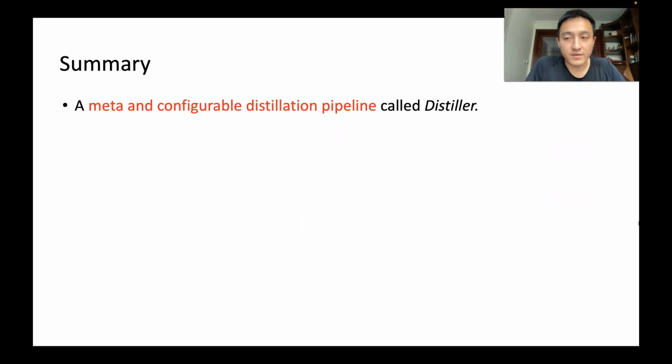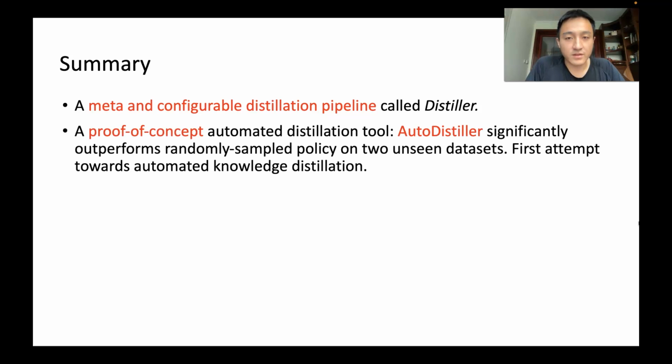To summarize, our work proposed a meta and configurable distillation pipeline called Distiller. And with the Distiller search space, we propose a proof-of-concept automated distillation tool called AutoDistiller. The performance of AutoDistiller outperforms the randomly sampled policy or strategies on 2 never-seen-before datasets, and it shows its potential to become the first attempt towards automated knowledge distillation.